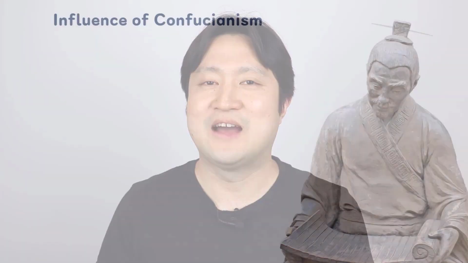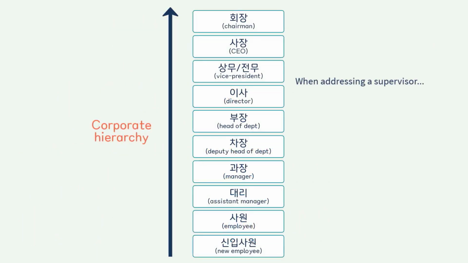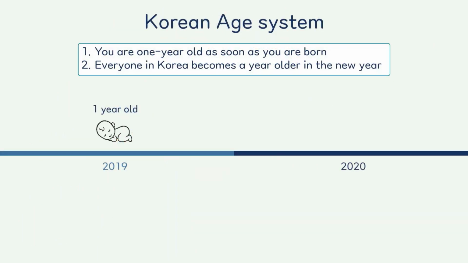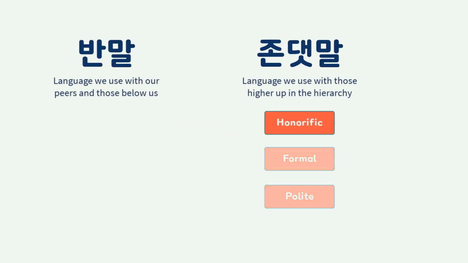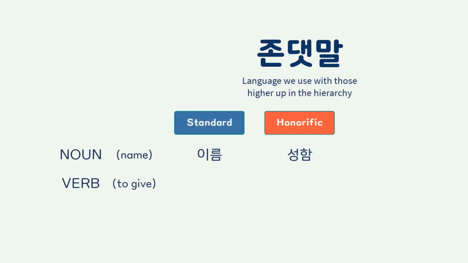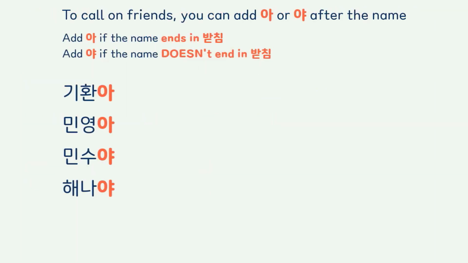So in this course, we'll learn how hierarchies are established in different contexts, such as in families, at work, and at school. And we'll also learn the important role age plays in establishing hierarchy in Korea, and how Korea uses a different age system. We'll learn what formal and honorific language is, and how they are used in different situations with different people. We'll then look at different kinds of honorific nouns and verbs, as well as how verbs are conjugated into honorific forms. We'll also learn how we can address our friends, as well as those who are higher than us in the hierarchy.